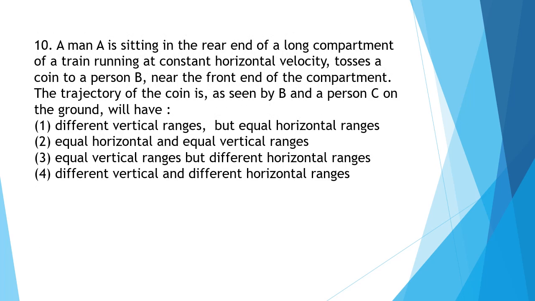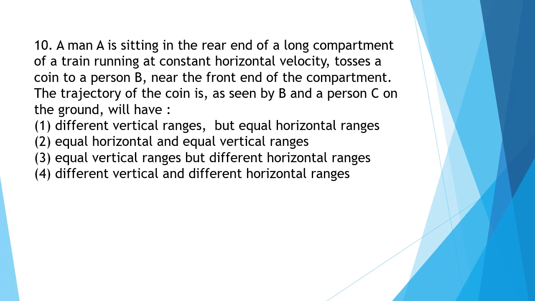Question 10. A man A is sitting in the rear end of a long compartment of a train running at a constant horizontal velocity, and tosses a coin to a person B near the front end of the compartment. The trajectory of the coin as seen by B and a person C on the ground will have.